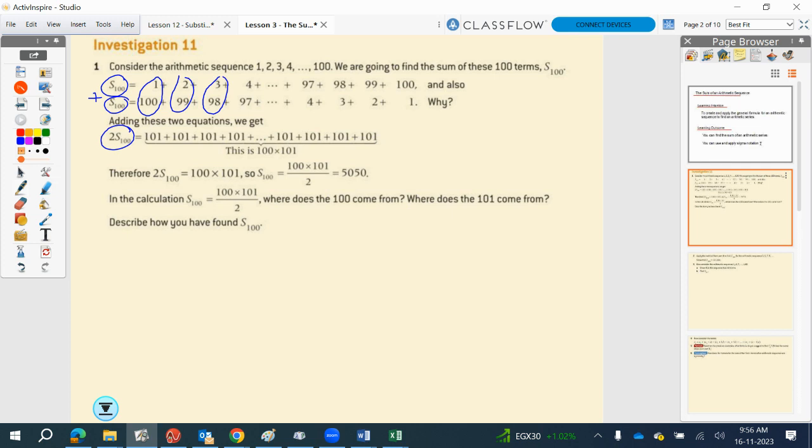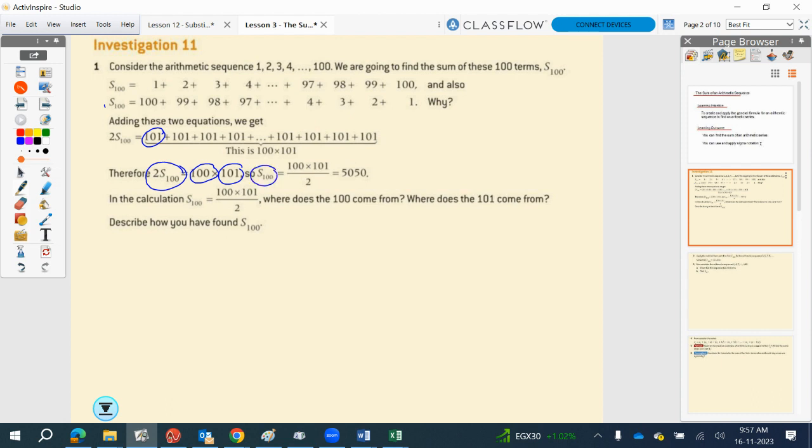So we get 101, 100 times. So the sum of 2 lots of what we're after is 100 lots of 101. So the sum that we want, we just have to divide both sides by 2, and we get this. We get 100 lots of 101, divide that by 2, and we get the answer we're after. This will give us the sum of the first 100 numbers.